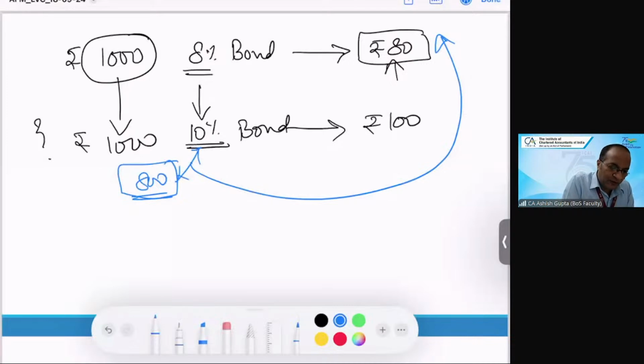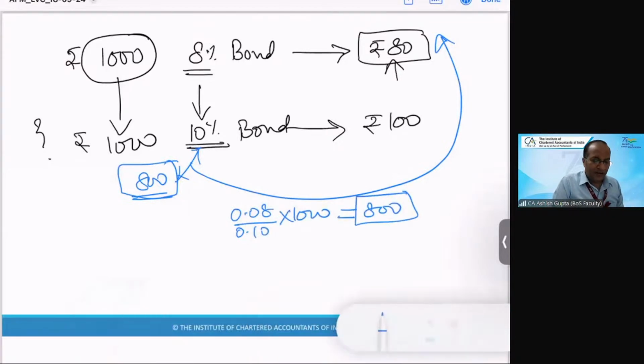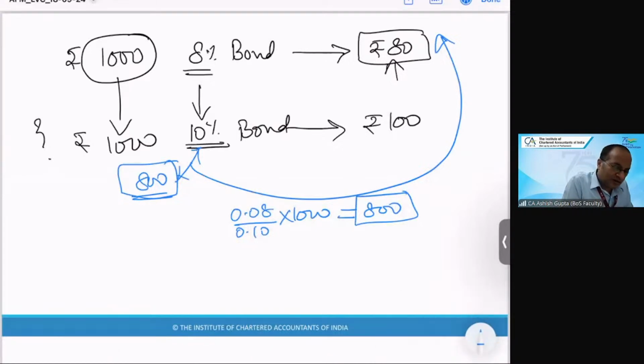800. So how have I computed? Simply I have computed like this: 0.8 divided by 0.10 into 1000. So I will say I will pay only 800 to you. Now this fall of rupees 200 in the value of the bond is a risk. It is a kind of risk, called interest rate risk.